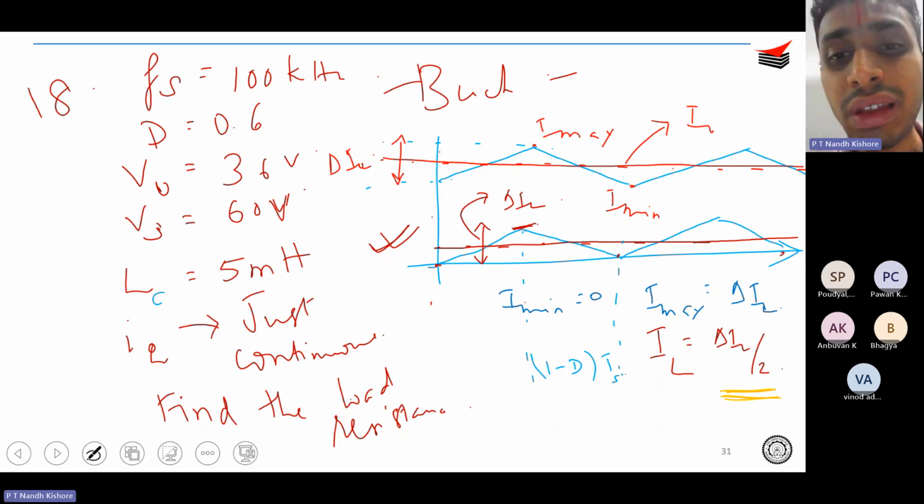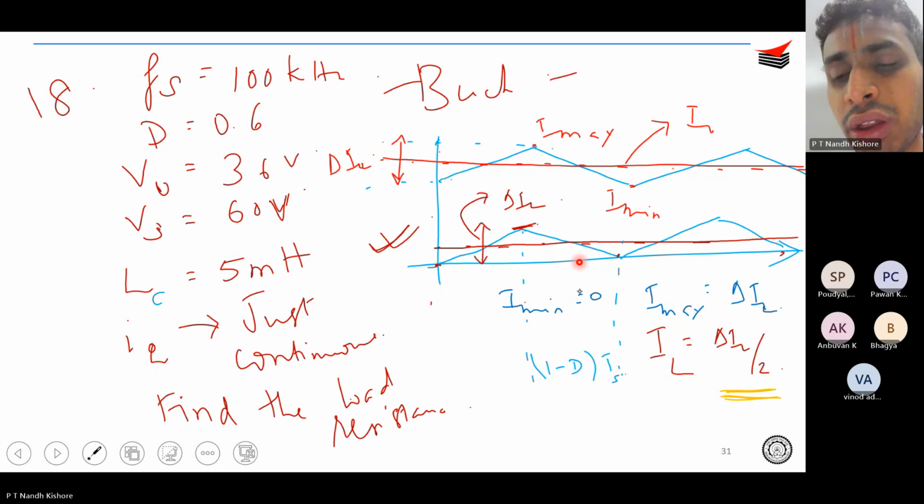Just continuous means, you understand that the inductor current can be discontinuous as well, right? It's not that the inductor current will always be here. The inductor current can be lesser. At some point, you will see that the inductor current will be so low that the I minimum will become equal to 0. You will have an I max and then again it drops to 0.